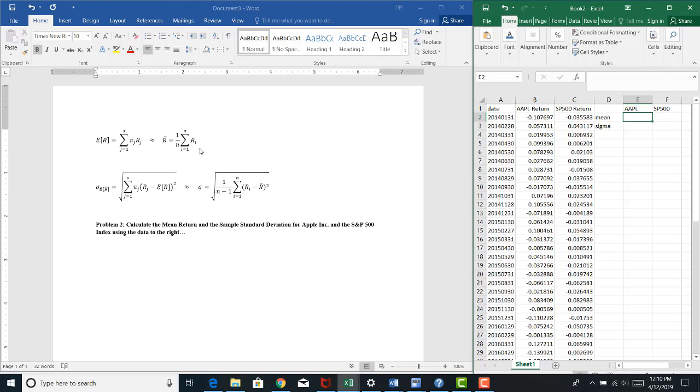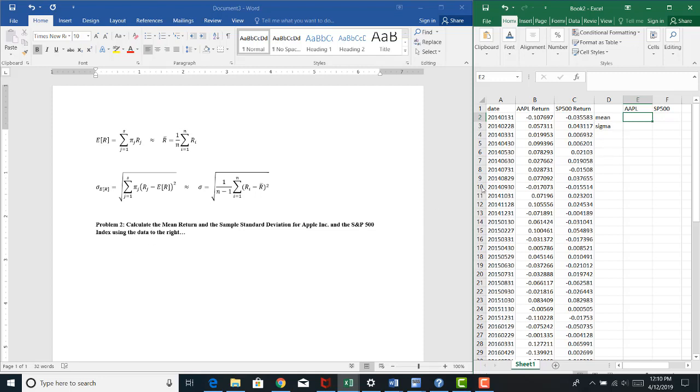Now, what formula should we use? Remember in the last video I said that if you saw a table with probabilities that were given, we're going to use the formulas on the left. If you have historical data only, historical returns, we're going to use the formulas on the right. Okay, so let's start with Apple.